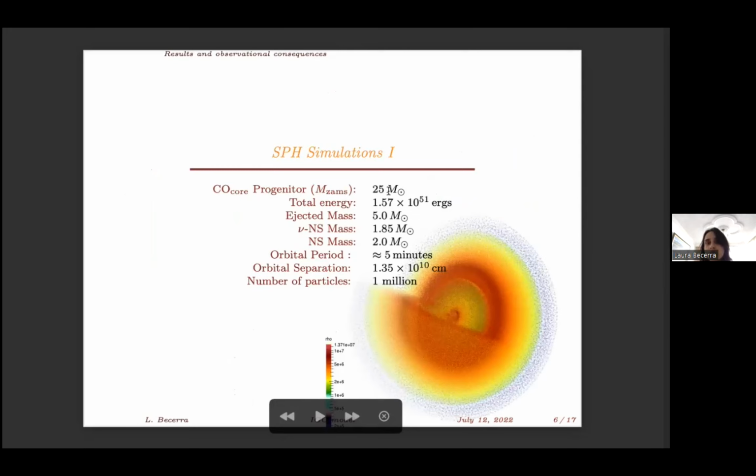The progenitor, at the moment of the collapse, will eject around 5 solar masses and leave a new neutron star of 1.85 solar masses. We put this progenitor with a neutron star companion of 2 solar masses, and the initial orbital period of the system is around 5 minutes. This is a small orbital period, and it's the minimum orbital period that the system can have so that there's no Roche-lobe overflow before the collapse of the carbon-oxygen core.